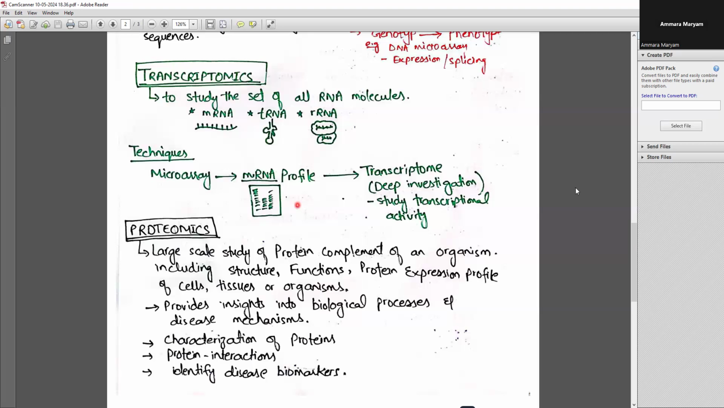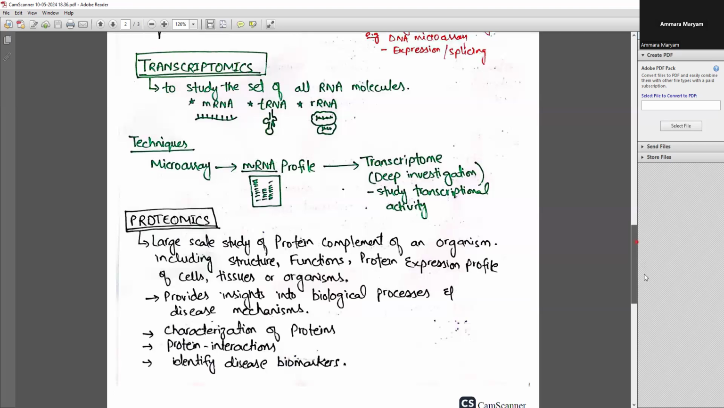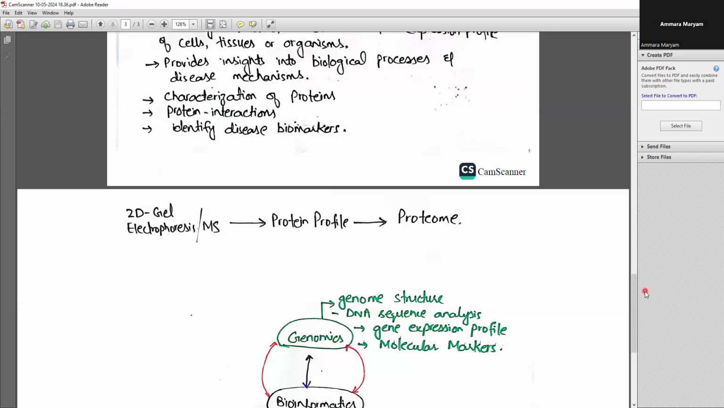So that's why all these things are basically interrelated. For this we need to have instruments like 2D gel electrophoresis that will give us the protein profile, and in proteomics we need to identify and characterize the proteins. It will involve the protein-protein interactions, or interactions of proteins with other molecules, and identify the disease biomarkers. This will provide the understanding of the disease mechanisms as well. So the complete study of the proteome is basically proteomics.